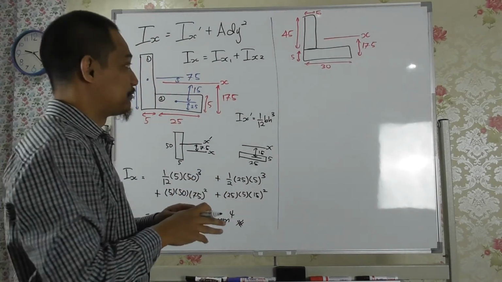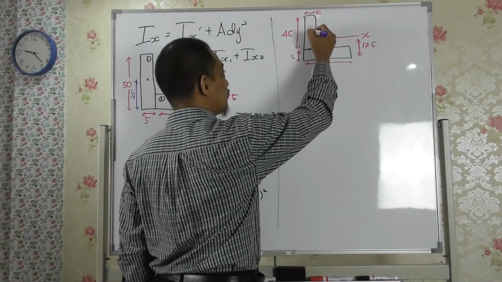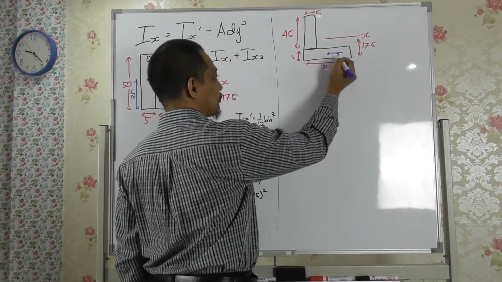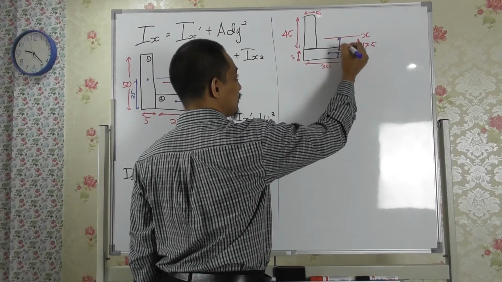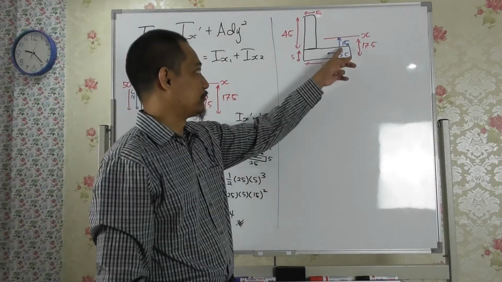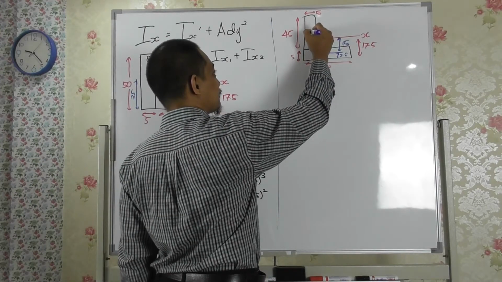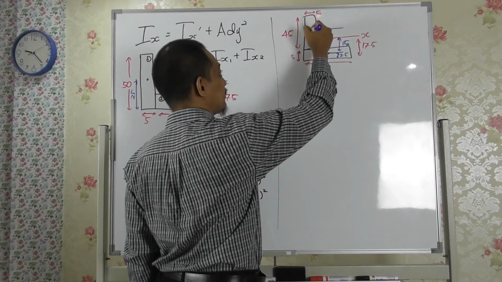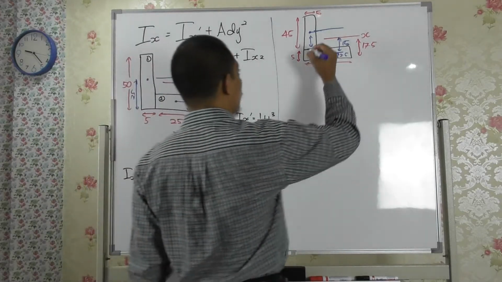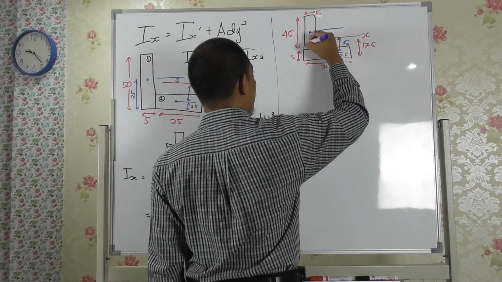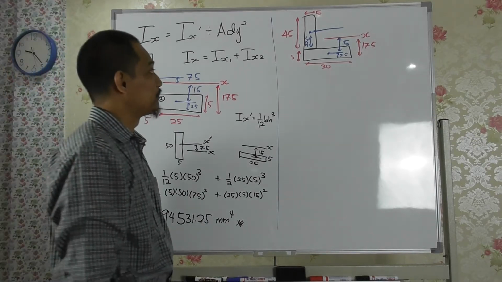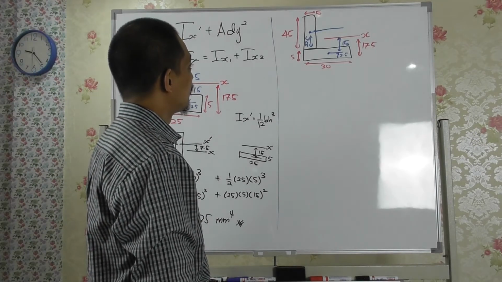Now dy can be different, especially for this one. We'll start with this one first. This one is straightforward, it's still the same. This distance is half of 5, which is 2.5, hence what we have here is 17.5 minus 2.5, we get 15. This one at the middle here, the distance here is what? It is half of 45, meaning 22.5.